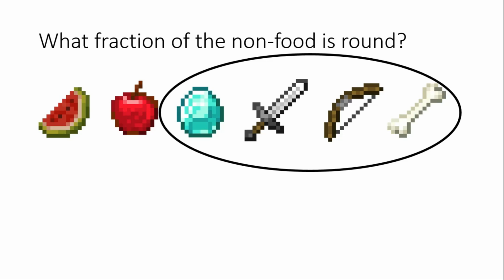And then looking at what's round, well, I'm not going to count the bow as round because it doesn't make it a full enclosed shape. It sort of gets cut off partway through. The only thing that's really round is that diamond there. So diamond is round-ish. So when we make our fraction, the denominator is only the non-food. That's 4 objects. And then one of which is round, 1/4.